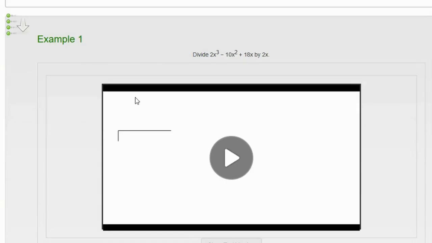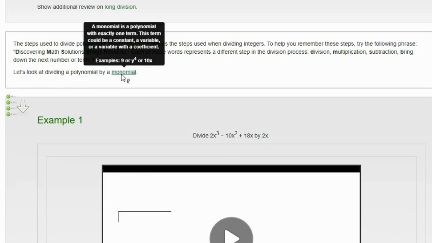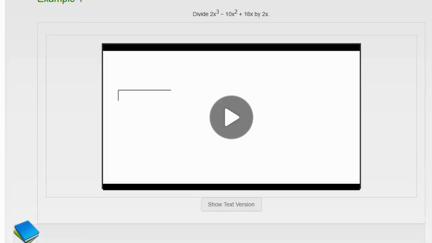So we're going to look at an example on dividing a polynomial by a monomial. So monomial means there's only one term. We're going to watch this video first, and then we're going to start notes on this real soon. But let's go ahead and check out their example. Before you can start with the division process, you need to set up the problem. The dividend is the trinomial 2x cubed minus 10x squared plus 18x, and the divisor is the monomial 2x.